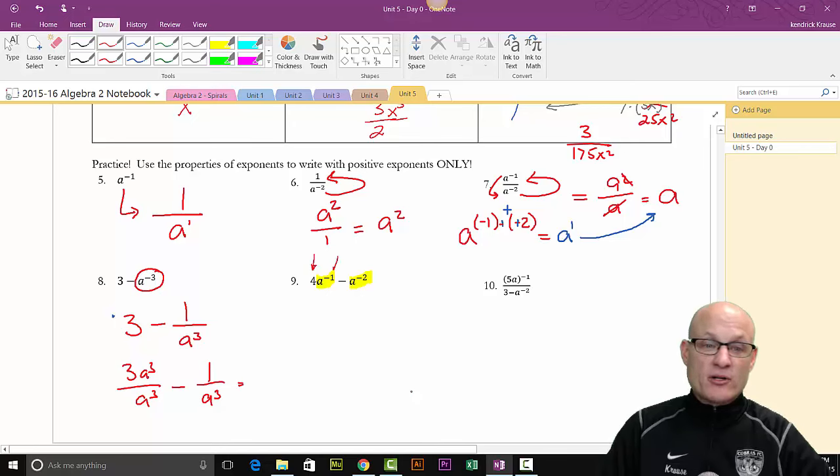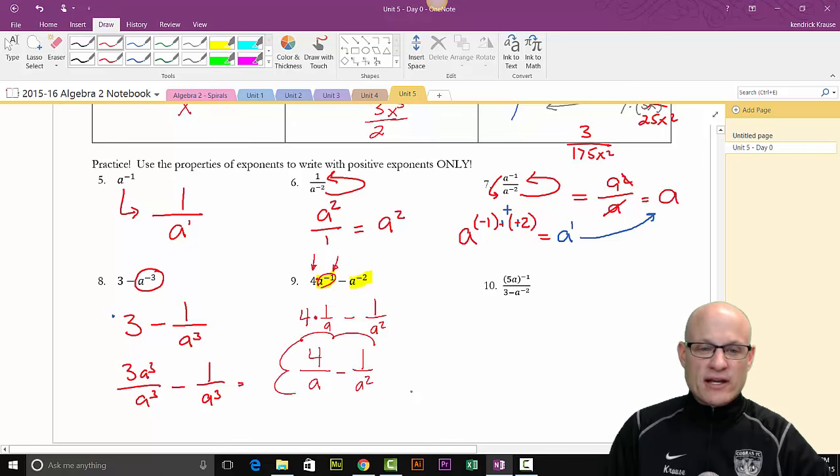And remember, exponents come before multiplication. So even though there's multiplication here, I have to take care of this piece first. So this really becomes 4 times 1 over a minus 1 over a squared. Or in other words, this becomes 4 over a minus 1 over a squared. And for now, let's just leave it like that. We'll talk about how to simplify that later.